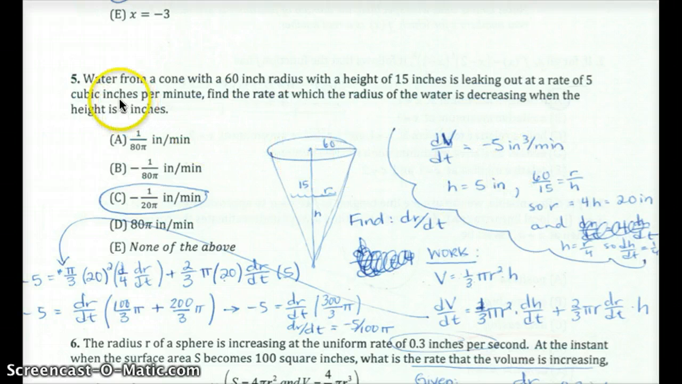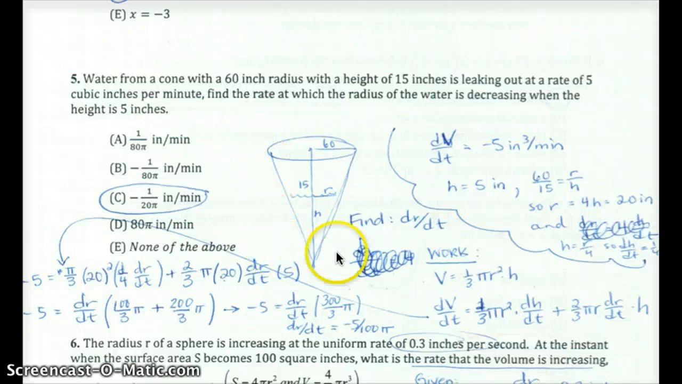And 5 cubic inches per minute is the change in volume. It's the rate of volume, and you know that because volume is measured in cubic units. So I've got dV/dt equaling -5. I use -5 to indicate that the volume is getting smaller because the water's leaking. You could have also achieved the right answer by using a +5.